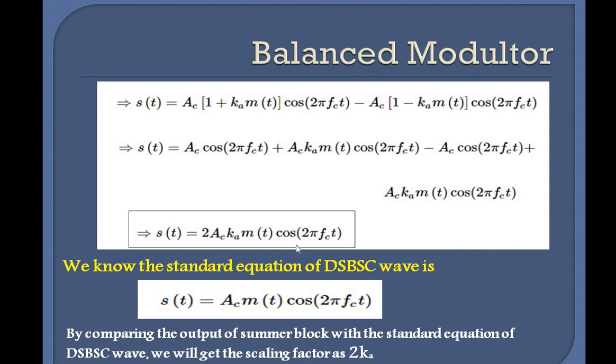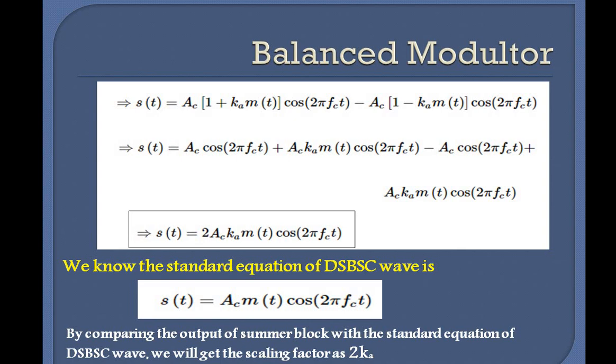So this is the equation. What will get cancelled? Plus Ac cos 2 pi fct and minus Ac cos 2 pi fct, these both will be cancelled. So what is the equation I'll be getting over here? Ac plus Ac, what will I get? 2 Ac Ka m of t into cos 2 pi fct. Do you remember the standard equation of your DSBSC signal? If you don't, go back to the last video where we saw the DSBSC signal, and you will get the standard equation of your DSBSC.